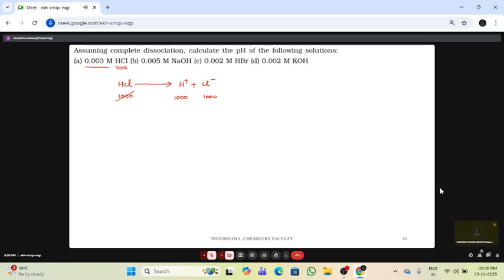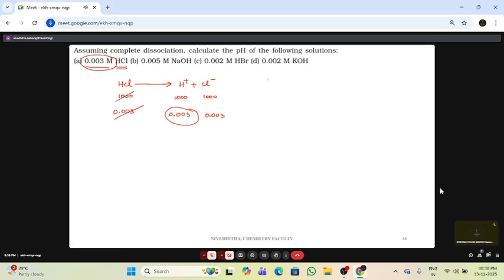Here the concentration is given as 0.003 molarity of HCl, and upon complete dissociation, what will be the concentration of H plus ion? It will be 0.003, and the concentration of Cl minus ion is 0.003. In this case, the concentration of acid was equal to the concentration of H plus ion. But in all cases, it will not be the same.